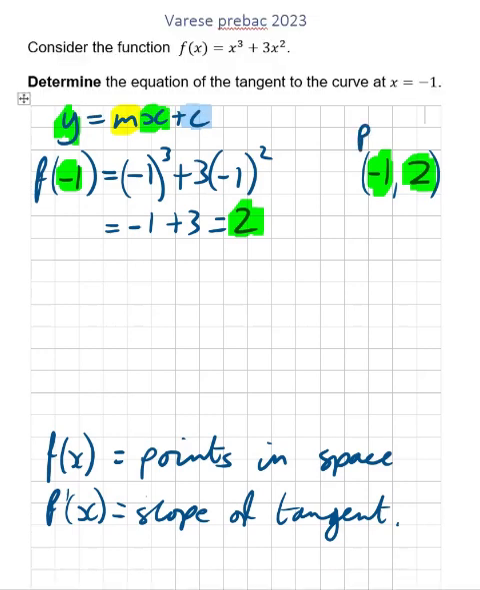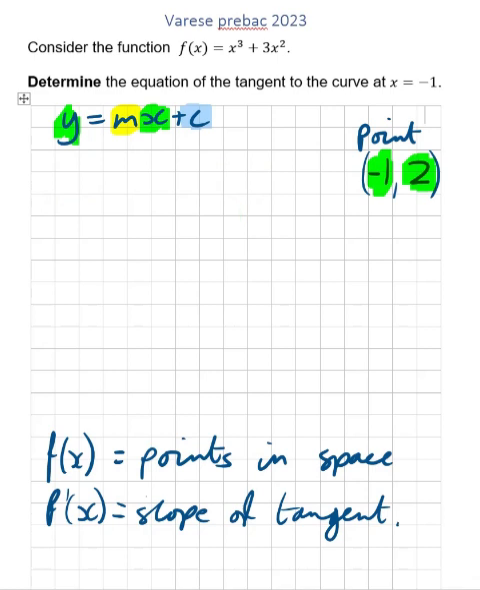This is my point. I'm just going to write in point here. I'm going to get rid of the rest. You obviously would leave it on your document. I'm just getting rid of it to keep things nice and tidy for me. Now I'm going to start working on my slope.